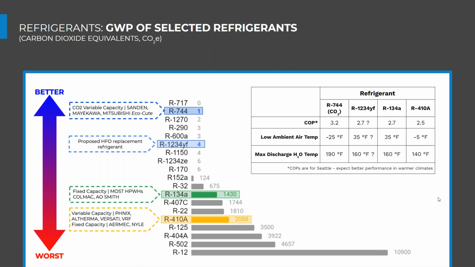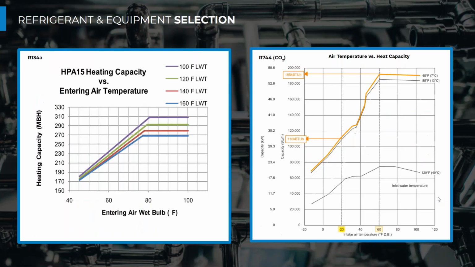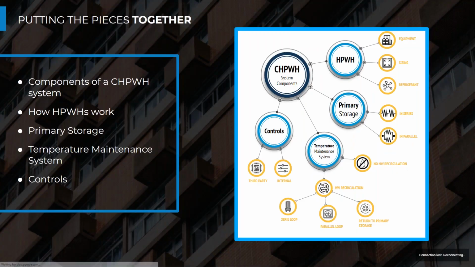And we have a few concluding slides on putting the pieces together. So I'll highlight, right, we have our four main components of our heat pump water heating system. We've got our heat pump, which is our primary engine. We have our primary storage tank. We have a temperature maintenance system and a control system. And all of those pieces need to work together so that we have a very successful commercial heat pump water heating system installation.